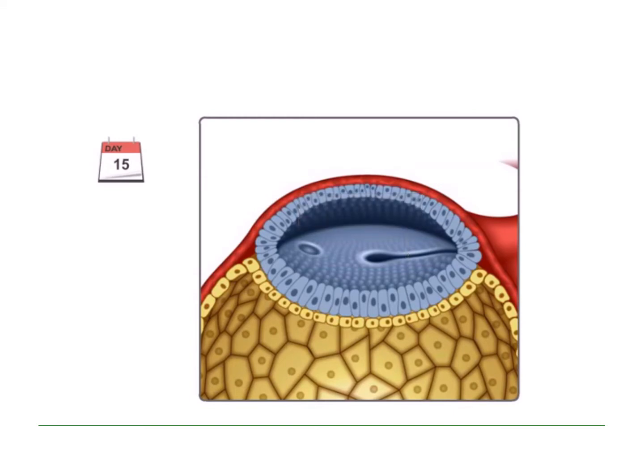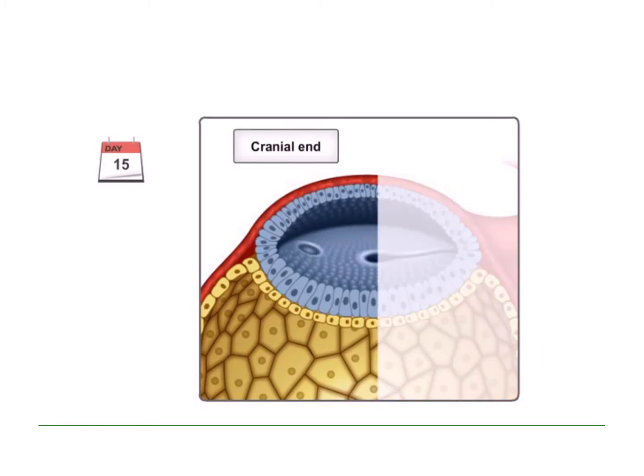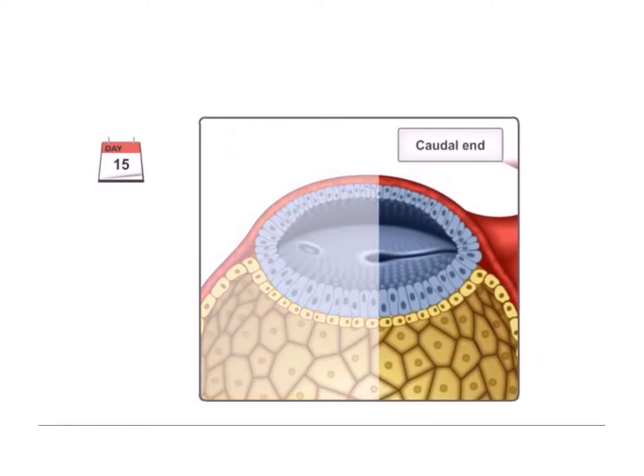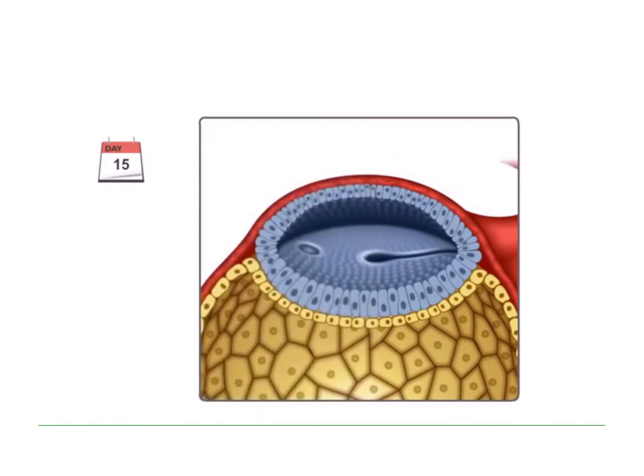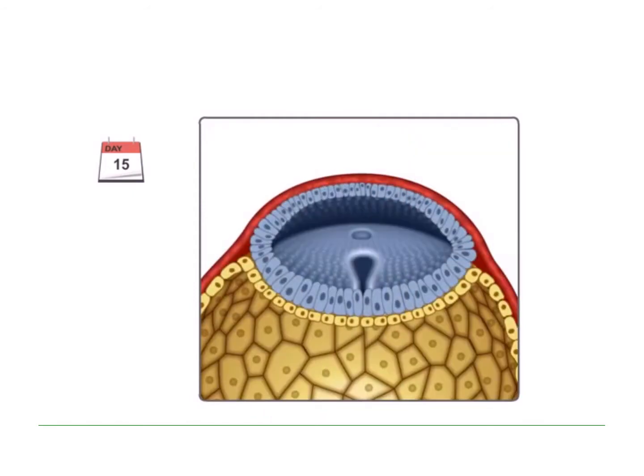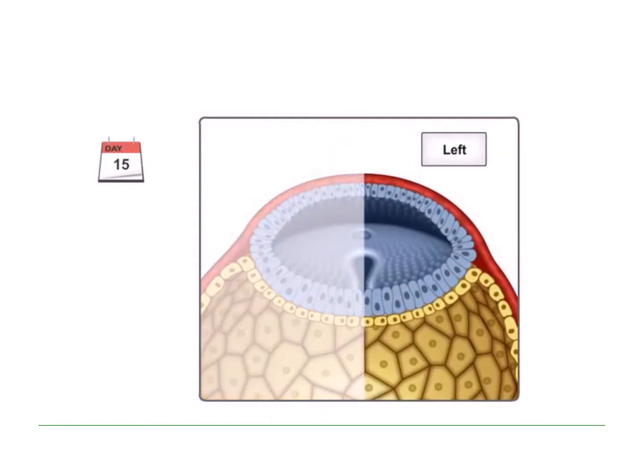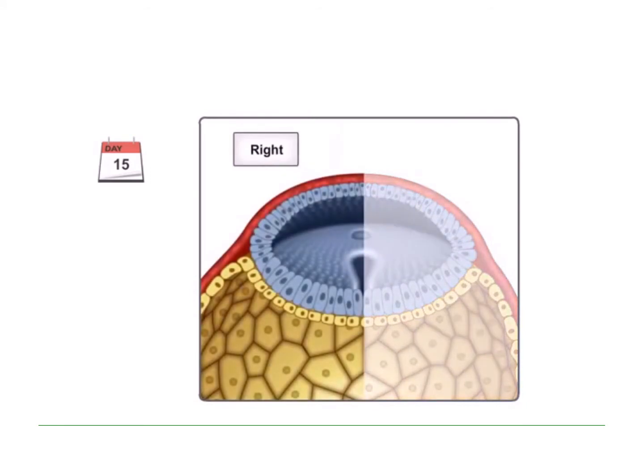At this stage, the formation of the primitive streak defines the major body axes of the embryo, including the cranial end towards the head and caudal ends towards the tail, as well as the left and right sides of the embryo.